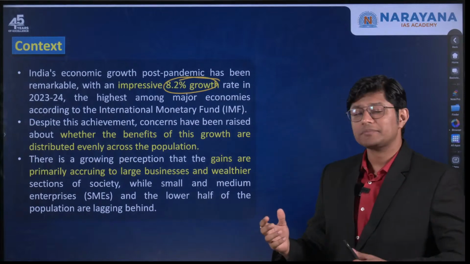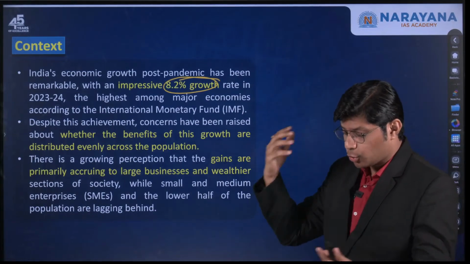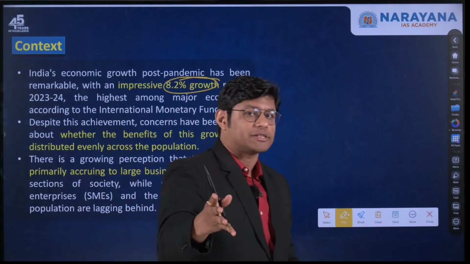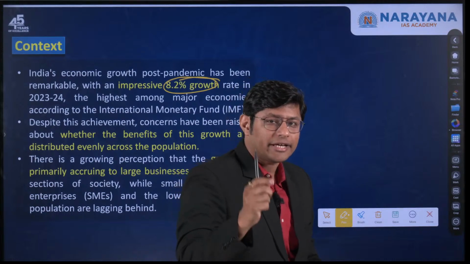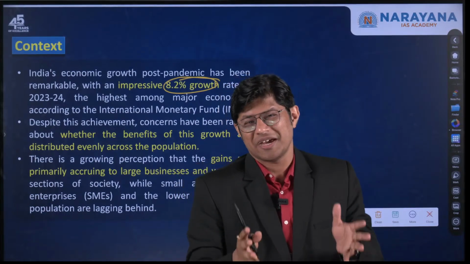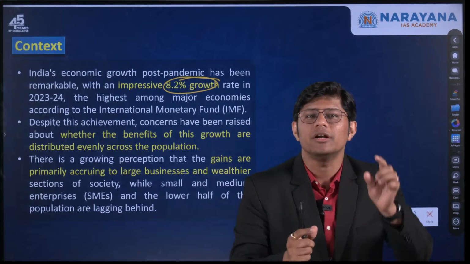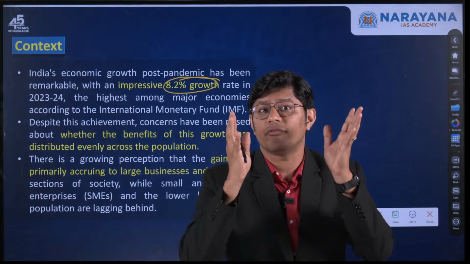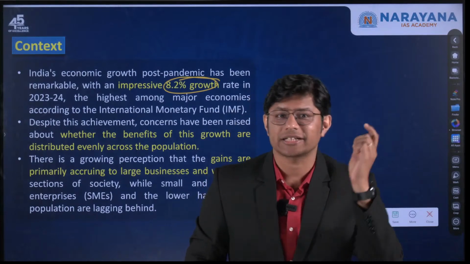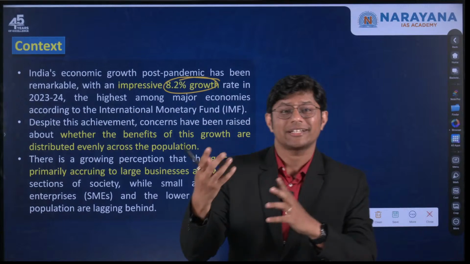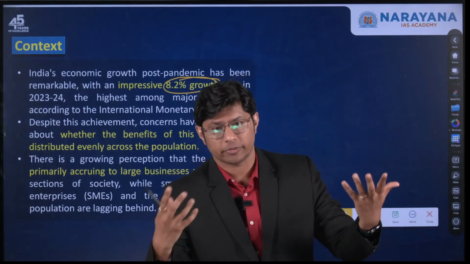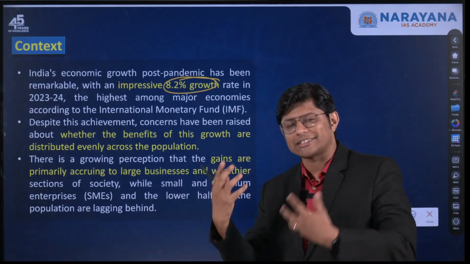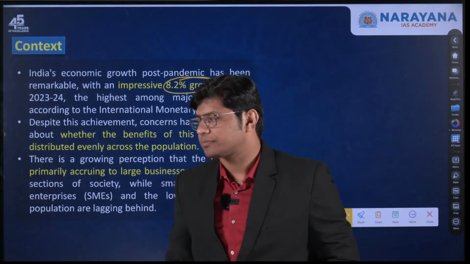But despite the achievement of growing at 8.3 percent and being the highest among the major economies, the concern is whether this growth is getting confined only to a narrow section of the society, that is the big businesses and the wealthier section of the society. This is a concern. We have read many times that the rich people are getting richer, the poor people are getting poorer, right? So this is a concern that the experts have pointed out.